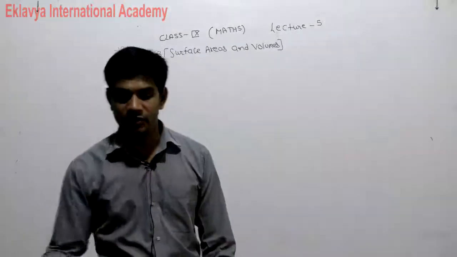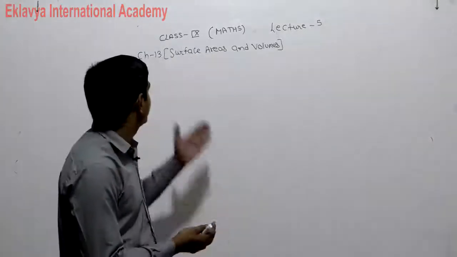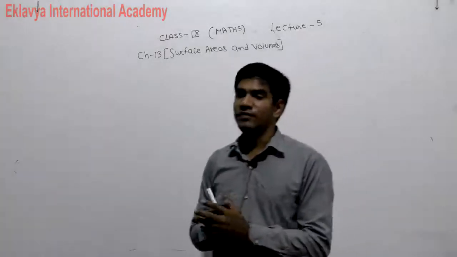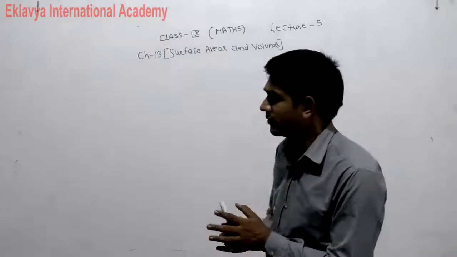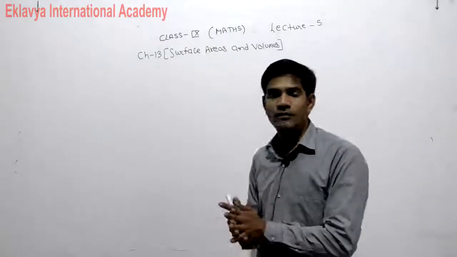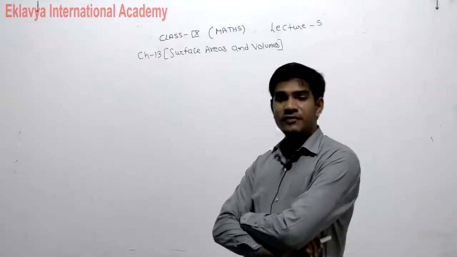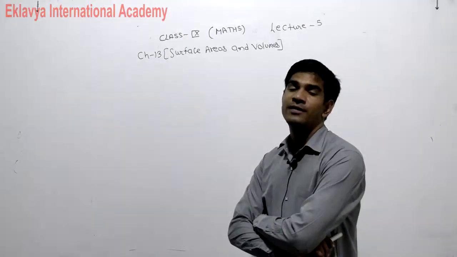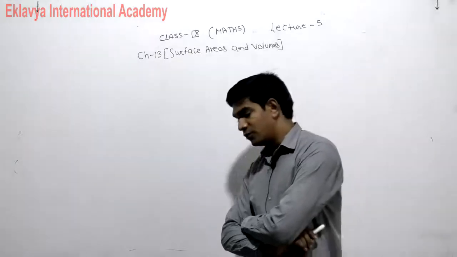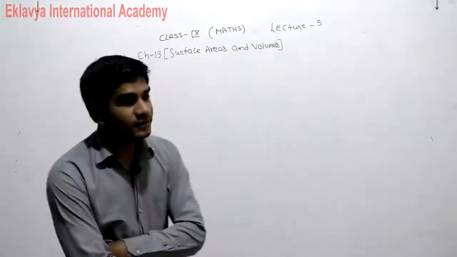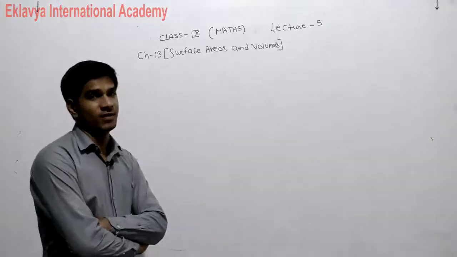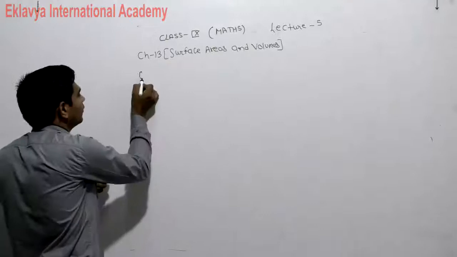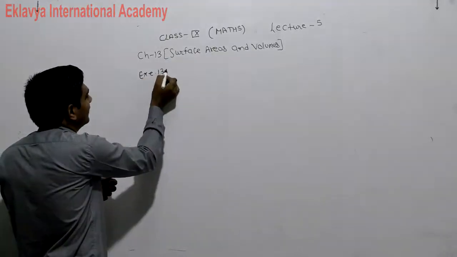In today's lecture, we will discuss surface area and volume, lecture 5. In the previous lecture, lecture 4, we already discussed, for ninth class, how we will find the curved surface area and the total surface area of the right circular cone. So in today's lecture, we will also discuss some important and remaining questions based on the cone, from exercise 13.4.